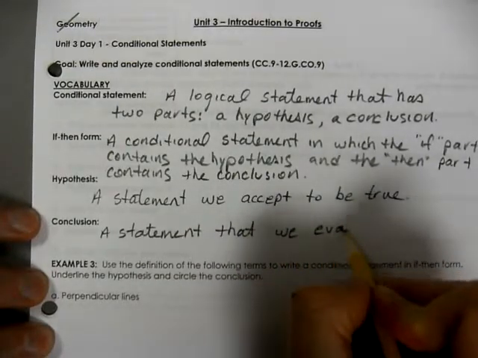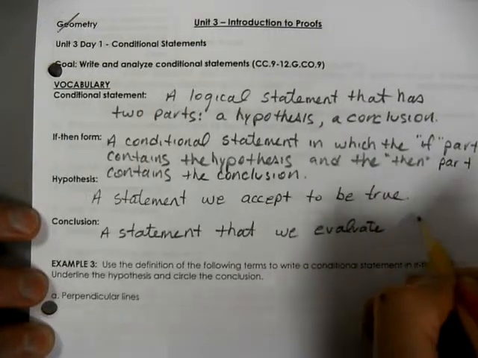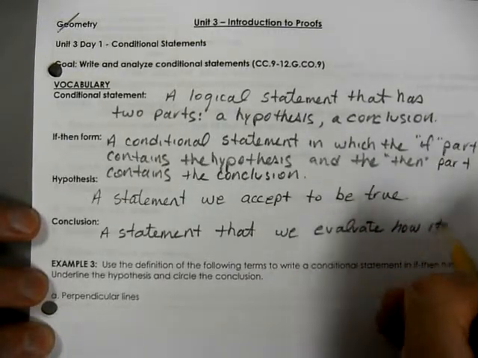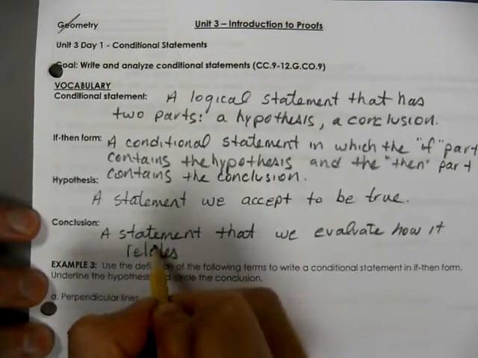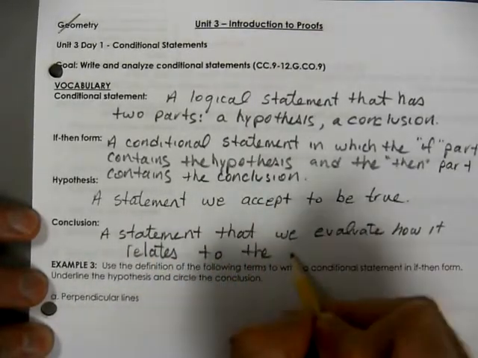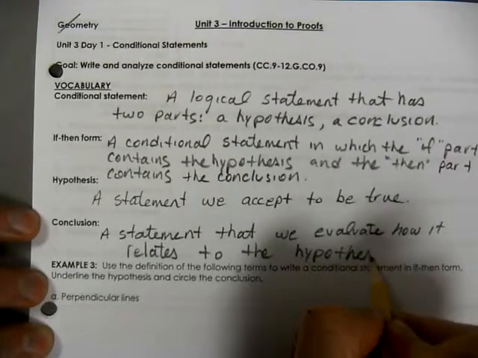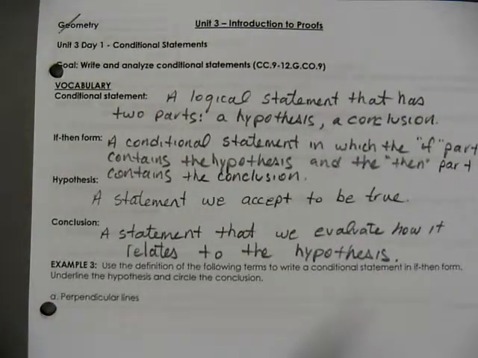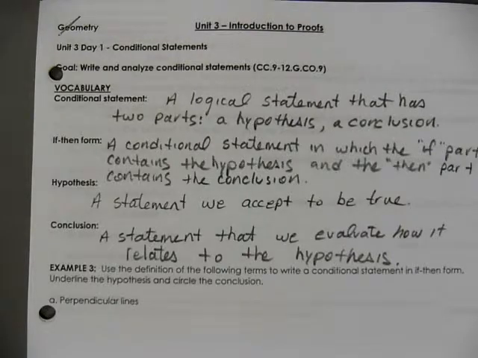A conclusion is a statement that we evaluate for how it relates to the hypothesis. So we need to determine if the conclusion matches that of the hypothesis. So if an angle is a right angle, then it is 90 degrees. The 90 degrees matches that of the right angle. Therefore, it's a true statement.